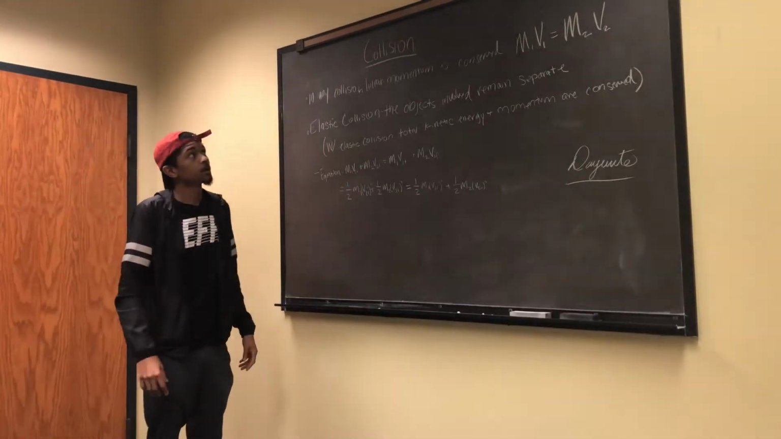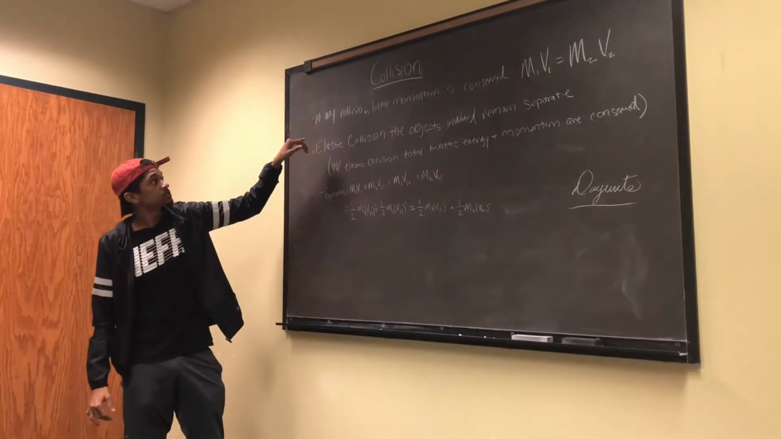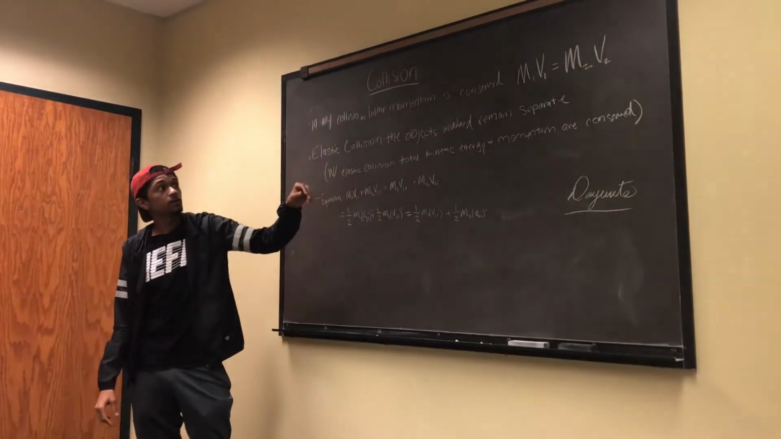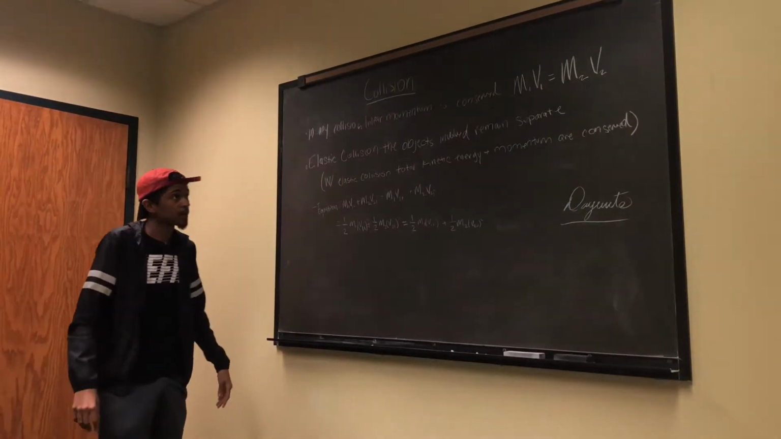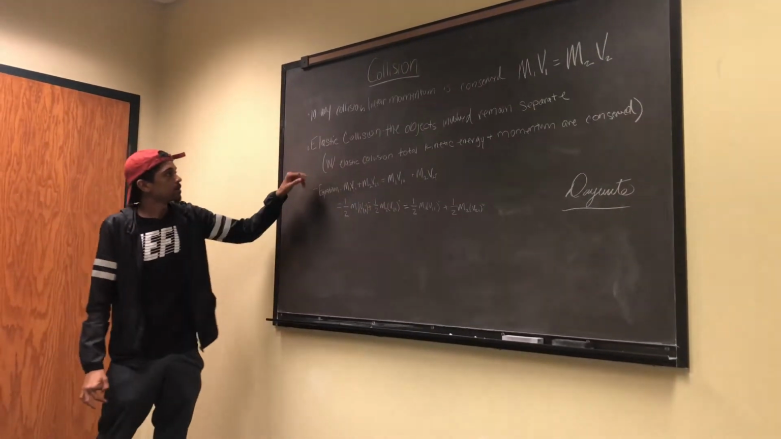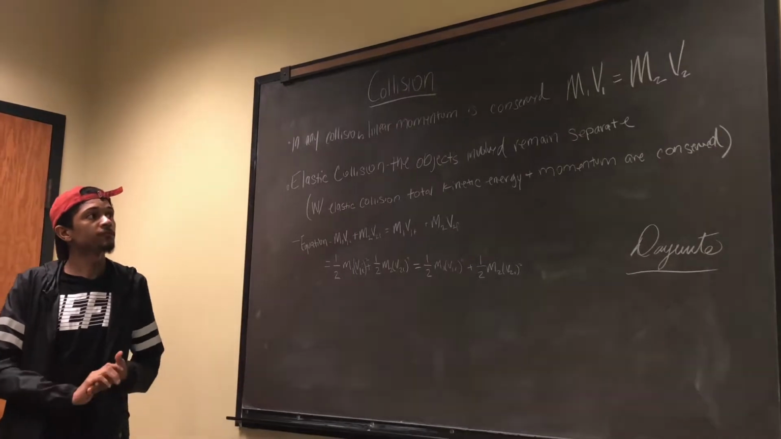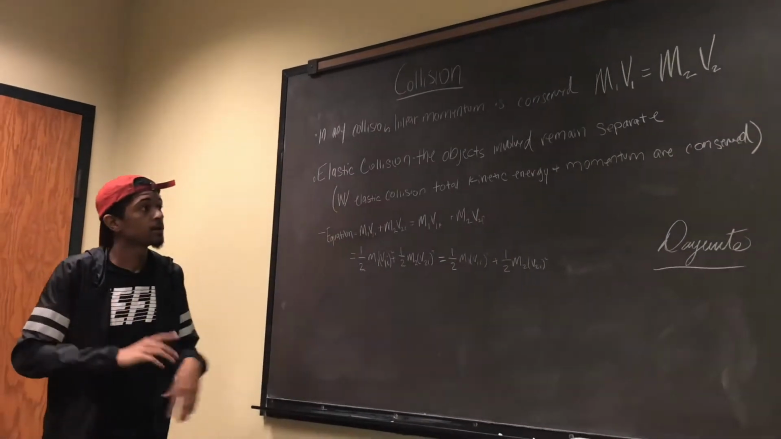Alright, so today we're going to be talking about elastic and inelastic collisions. In a collision, linear momentum is conserved, equaling mass 1 times velocity 1 equals mass 2 times velocity 2. In elastic collisions, the objects involved remain separate, so when they come to each other, they bounce off.